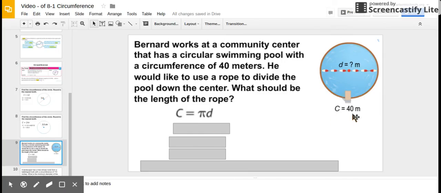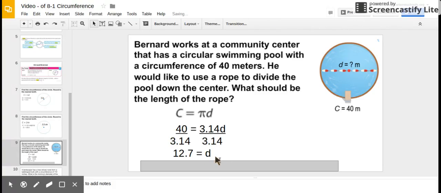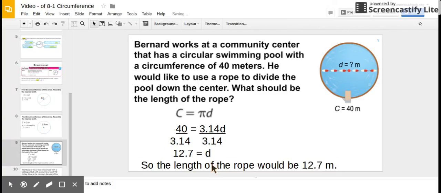Okay? So in place of C, I'm putting in 40. In place of pi, I'm putting 3.14. And I don't know what my diameter is. Oh, look at that. 40 equals 3.14d. We have an equation. How do we get d by itself? Well, d is being multiplied by 3.14, so you would divide both sides by 3.14. 40 divided by 3.14 gets you 12.7, so your diameter is 12.7 meters. So the length of this rope would be 12.7 meters.